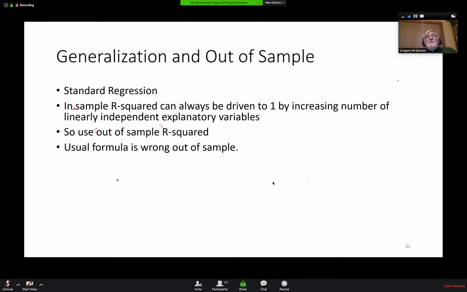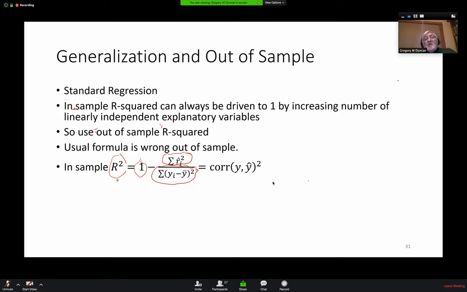Just mentioning something here: the usual formula for R squared is wrong out of sample. The usual formula is R squared equals 1 minus the sum of squared residuals divided by essentially the variance, well, except it's not divided by n. Squared deviations from the mean. It turns out you can show that for a standard linear regression in sample, that number is identical to the correlation of actual and fitted values squared.